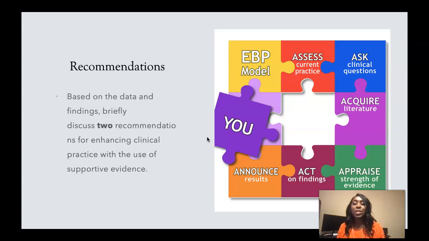The next one is the recommendations. So with this one, you're going to choose two recommendations to enhance the clinical practice with the use of the supportive evidence. So after you've provided all of your research, done your questions, done your research, think of two things that you think should be recommended based on your clinical question, what you found, and what needs to be implemented to make the changes that you thought should be interventions for the proposed outcome. So just briefly touch on two of those.